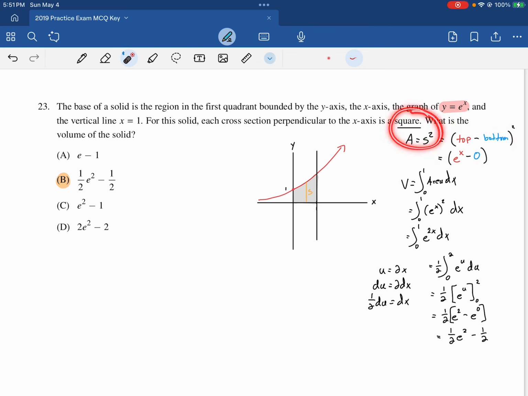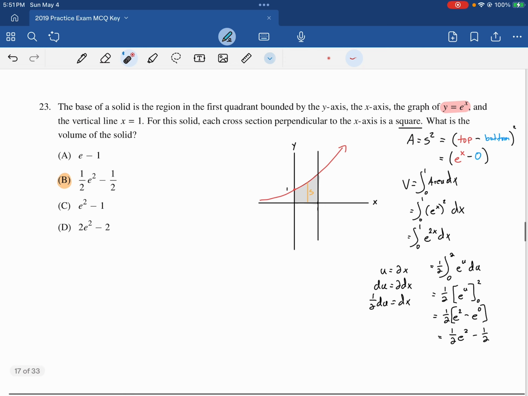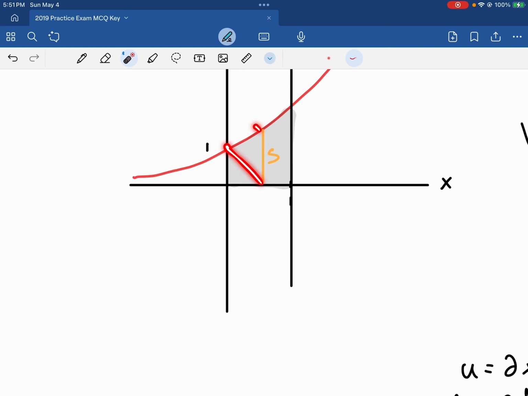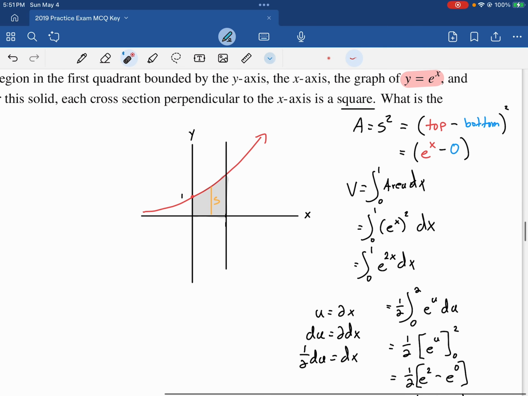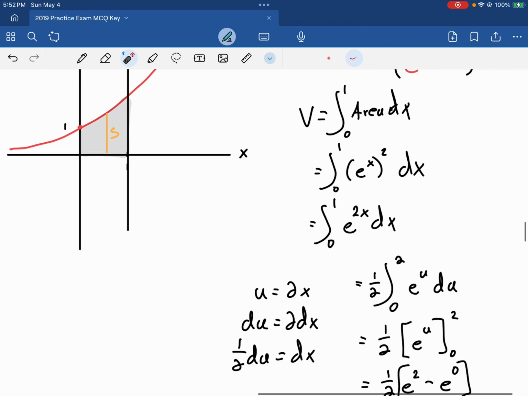When you get a shape, all you need to know is the area of that shape. So if I have a square, I know the area is one side squared. Here, for example, might be one of those squares, where one side is just the length of this specific point. So I say that the volume is the integral from 0 to 1 of the area being one side squared, and one side just being top minus bottom. It comes out to be e to the x.